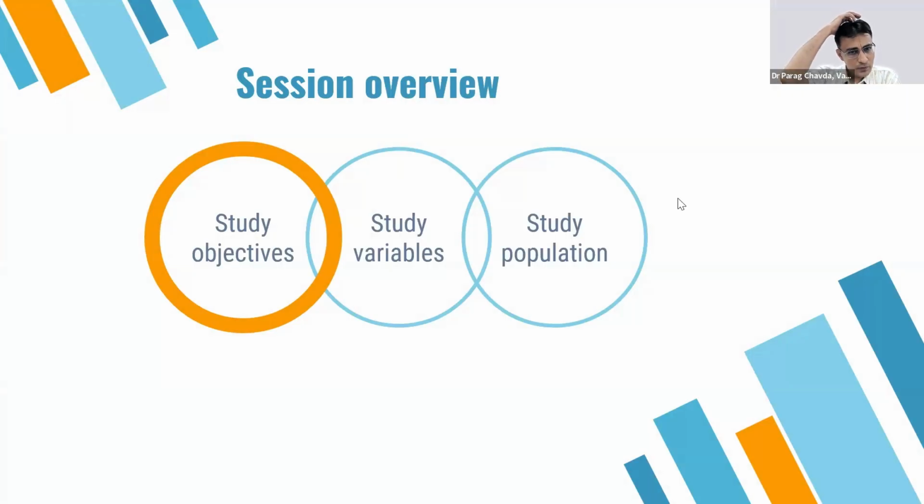So when we think of refining the topic, we come to the concept of study objectives. And the study objectives, we are going to talk about that in more detail today. The study objectives usually contain two important concepts for any research. One is the concept of study variables, and the other one is the concept of study population. So we'll start with having some understanding as to what are the study objectives.